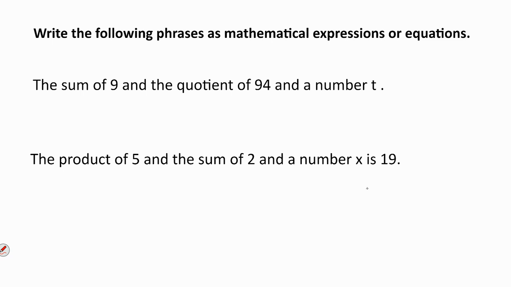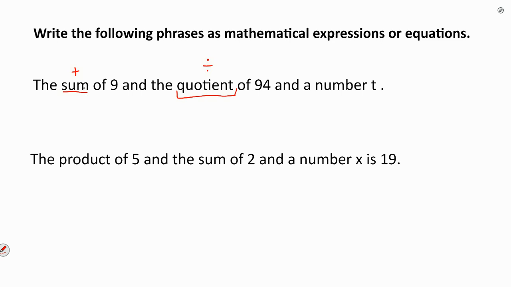So this one is a little bit more complicated because I see a couple of operations. So first of all, I see the sum. So that tells me adding. The sum of what? 9 and the quotient of 94 and a number t. Okay, so now I see quotient. So that tells me division. So I'm going to have some adding, I'm going to have some dividing. So I'm going to kind of work backwards here.